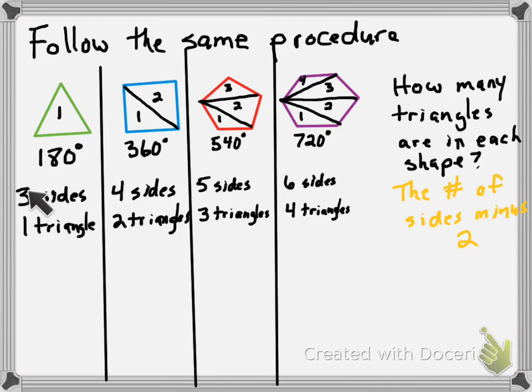See? 3 minus 2 is 1. 4 minus 2 is 2. 5 minus 2 is 3. 6 minus 2 is 4. The number of triangles that fits in that shape is always 2 less than the number of sides every single time.